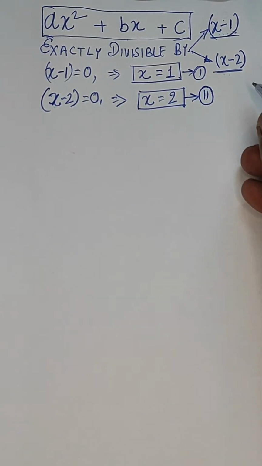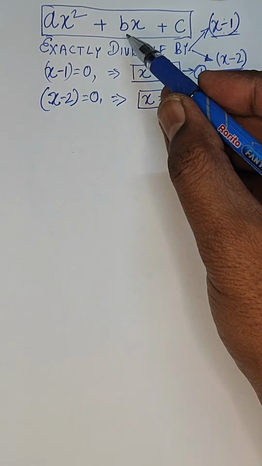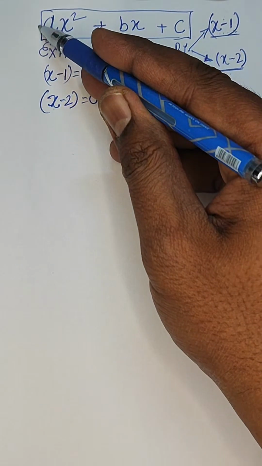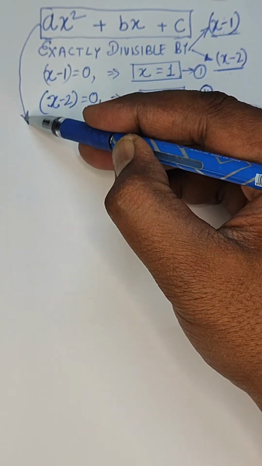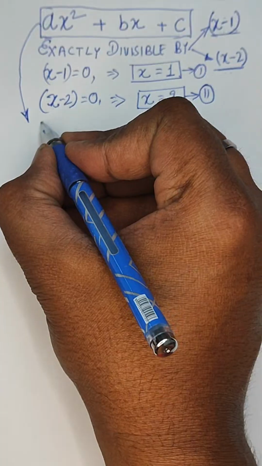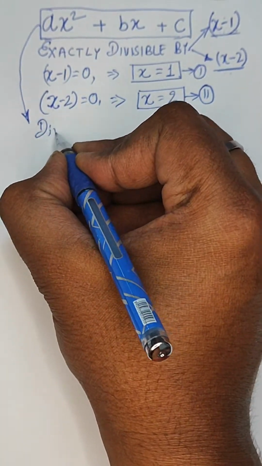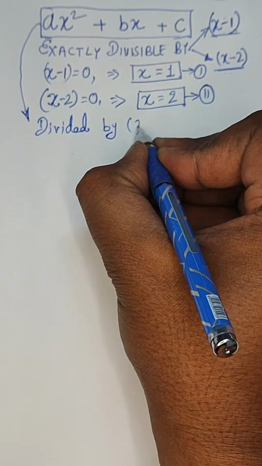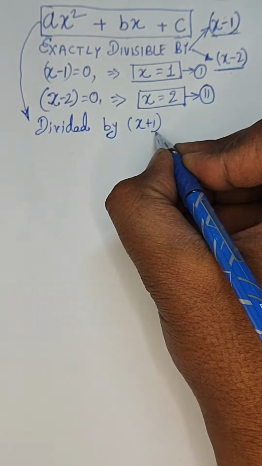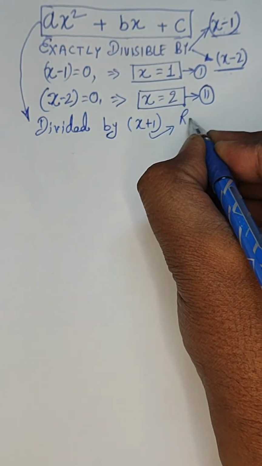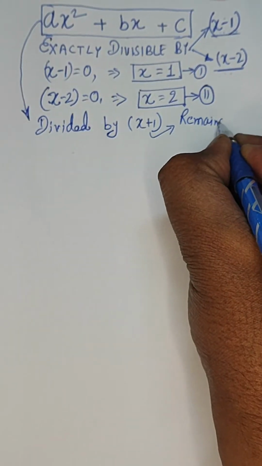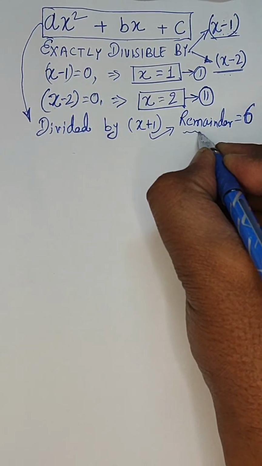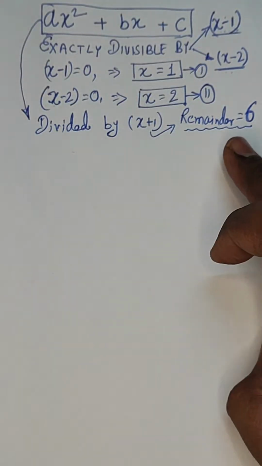Now it's given that when the same polynomial is divided by x plus 1, it leaves remainder 6. The third case is that when this polynomial is divided by x plus 1, it leaves remainder as equal to 6. This is the data given to you in the question.